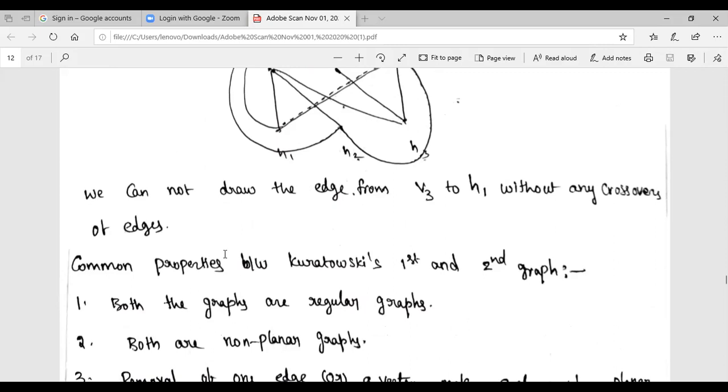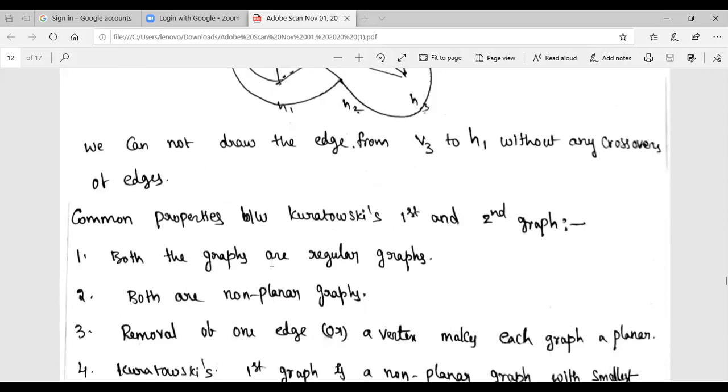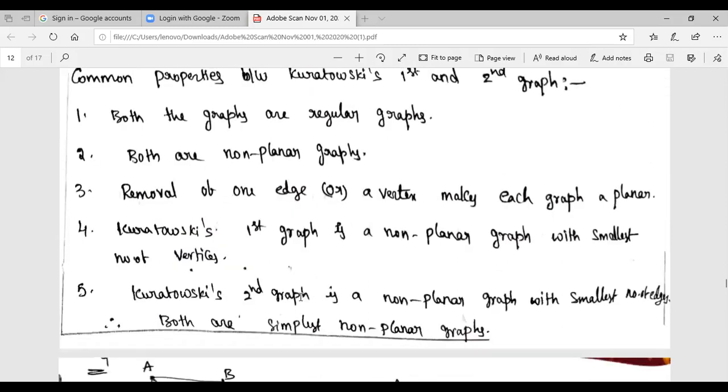Okay. So the common properties between Kuratowski's first and second graphs are: both graphs are regular graphs, and both graphs are non-planar graphs. And removal of one edge or a vertex makes each graph planar. Kuratowski's first graph is a non-planar graph with the smallest number of vertices, and Kuratowski's second graph is also a non-planar graph with the smallest number of edges. Both are the simplest non-planar graphs. These are the common properties between Kuratowski's first and second graphs.